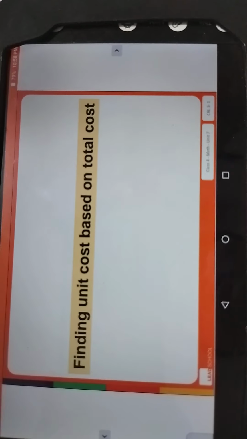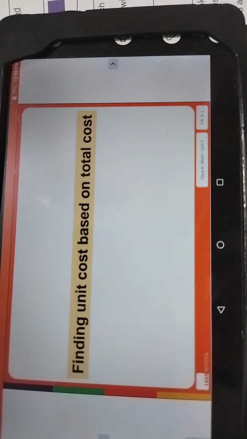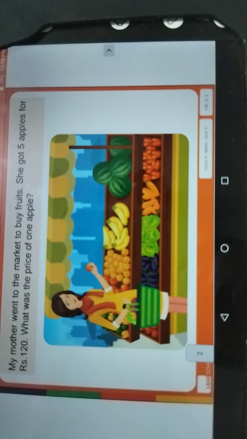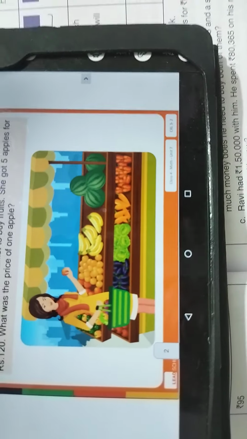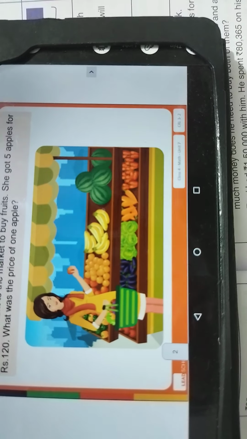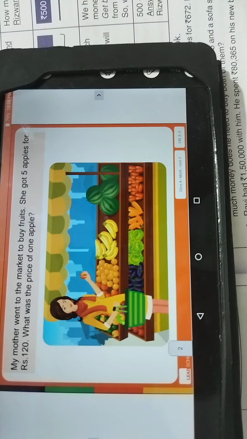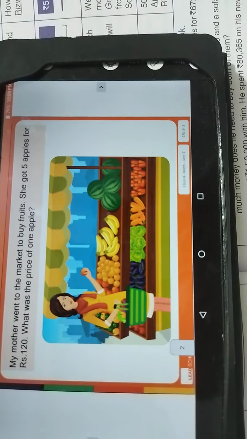So, students, today we'll start unit number 7. In that, finding unit cost based on the total. So, in that, I'll give you one example. In that example, here you saw that one vegetable market is there. One lady is bringing some vegetables. Now, in that, my mother went to the market to buy fruits.